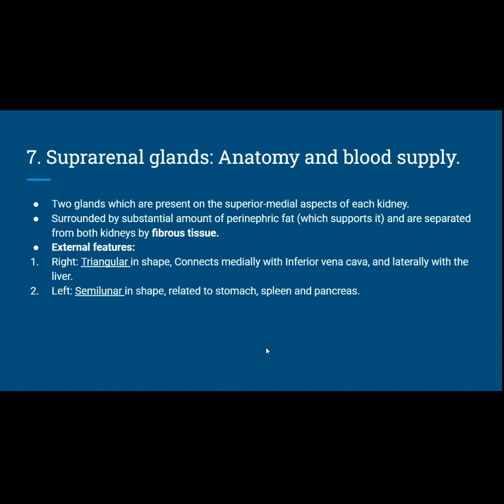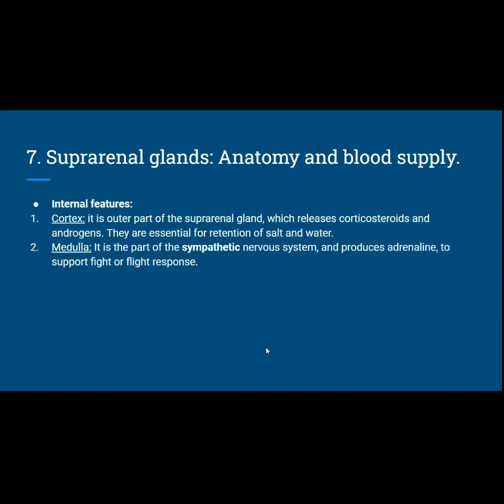So the external features: the right-sided gland is triangular in shape, and it connects medially with the inferior vena cava and laterally with the liver. And the left suprarenal or adrenal gland is semilunar in shape. It is related to the stomach, spleen, and the pancreas.